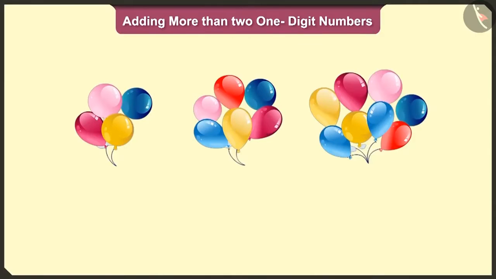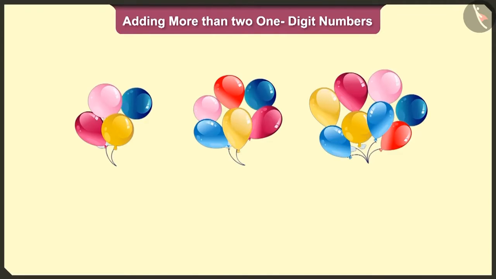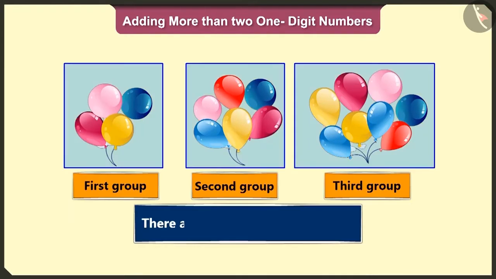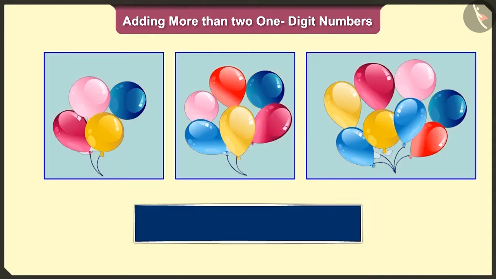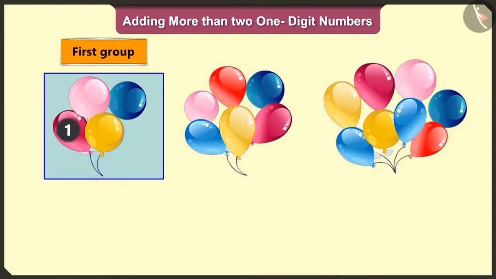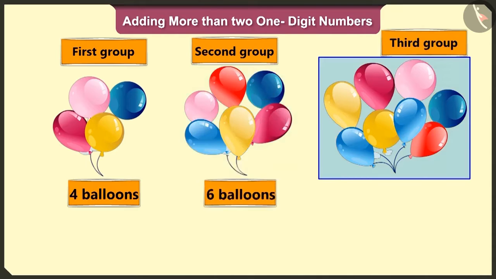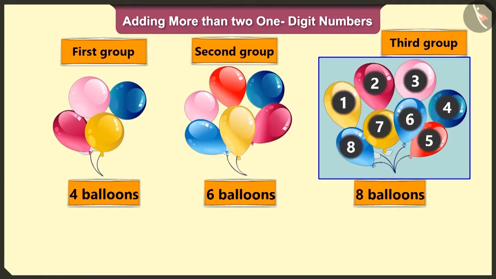Pillu, can you say how many groups of balloons are there with the seller? Yes, there are 3 groups of balloons. Can you tell me how many balloons are there in each group? In the first group, 1, 2, 3 and 4 balloons. In the second group, 1, 2, 3, 4, 5 and 6 balloons. And in the third group, there are 1, 2, 3, 4, 5, 6, 7 and 8 balloons.